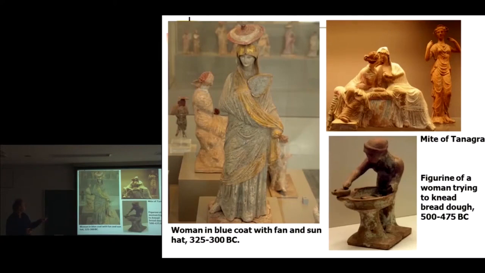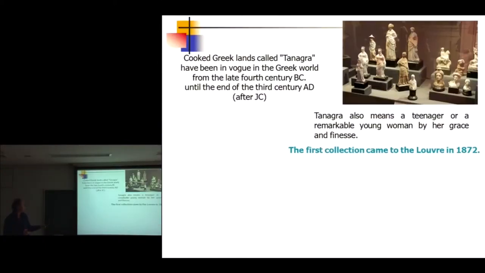So for instance, this is a beautiful Tanagra statue. So the name is Woman in a Blue Coat with Fan and Sun, you see, very, very beautiful. There is another one here. And this is, for instance, a figurine of a woman trying. This is a figurine of a woman also. So this is some example of this thing. Tanagra means teenager, a remarkable young woman with grace and finesse.